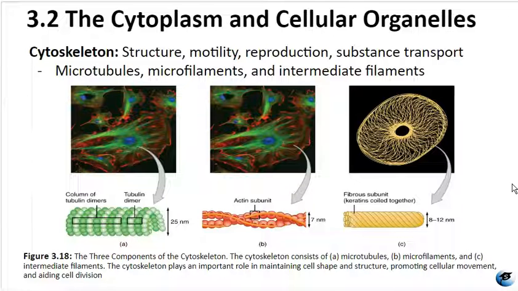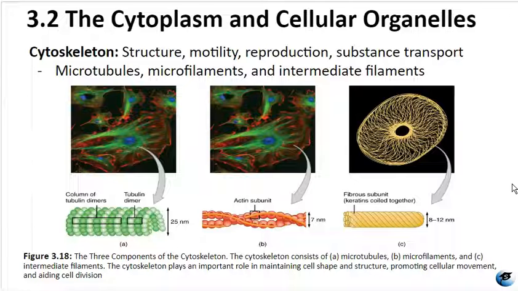Microfilaments are composed of long, thin fibers of actin protein. They're about 7 nanometers in diameter and are used in cell motility, cytokinesis, and maintaining cell shape. Microfilaments are responsible for cell crawling and muscle contraction, and they can undergo rapid assembly and disassembly.